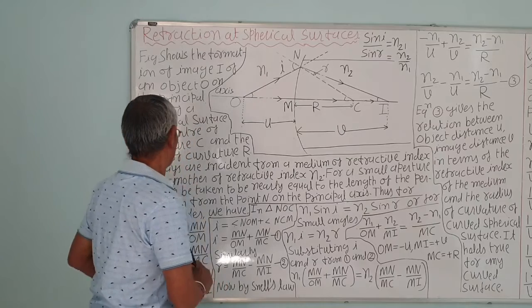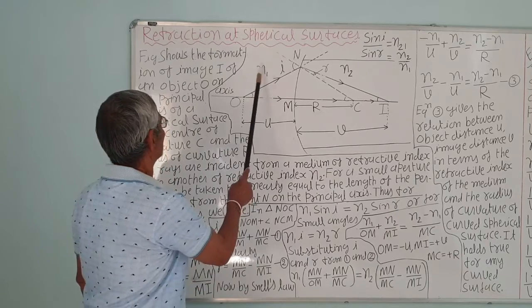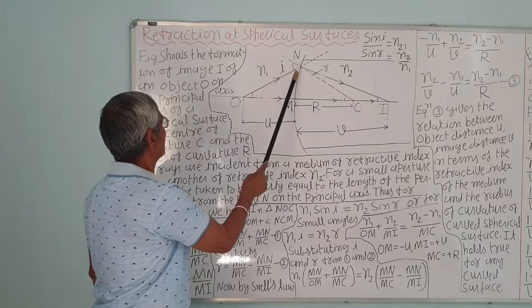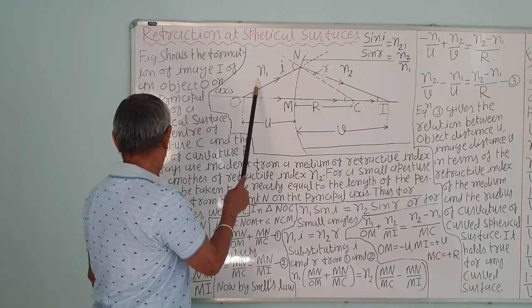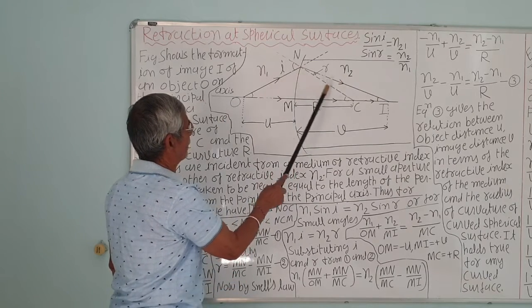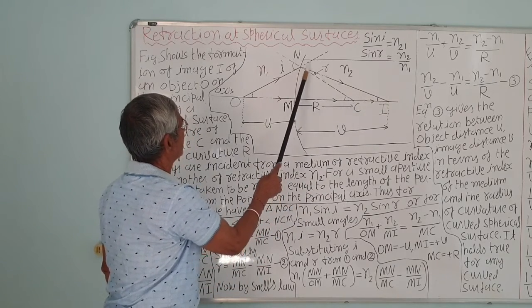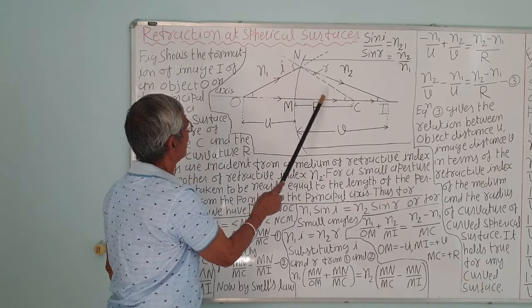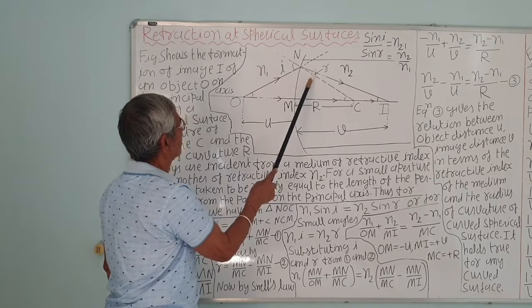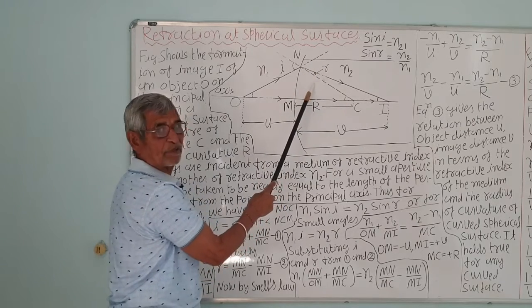The rays are incident from a medium of refractive index N1. This first medium has refractive index N1. The rays are incident on the spherical surface from refractive index N1 to another refractive index N2. It refracts from this and forms the image I. This is one ray, it bends towards the normal. This is the normal at the surface. Instead of going straight, it will bend toward the normal. It won't go away from the normal because this is the denser medium.